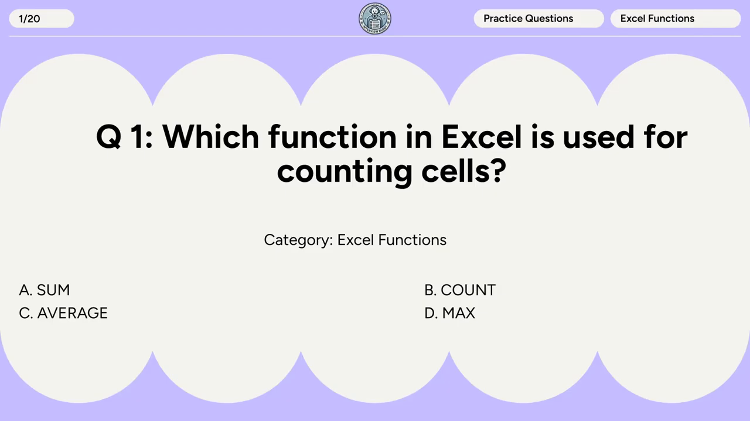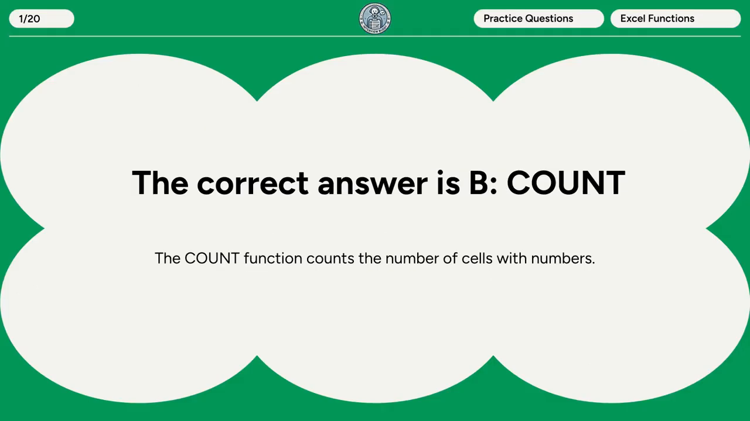Question 1. Which function in Excel is used for counting cells? A. Sum. B. Count. C. Average. D. Max. The correct answer is B. Count. The count function counts the number of cells with numbers.